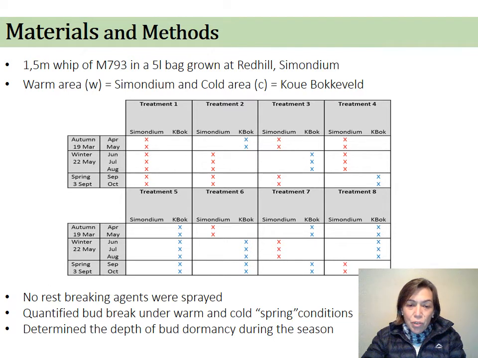Then we moved trees around from the cold area to the warm area and vice versa until we had all 8 possible scenarios of cold winters, cold springs, warm springs, and cold autumns, warm autumns. We didn't use any rest-breaking agents, and then we quantified the bud break in springtime, either under the warm or the cold conditions. We also determined the depth of bud dormancy during the season.